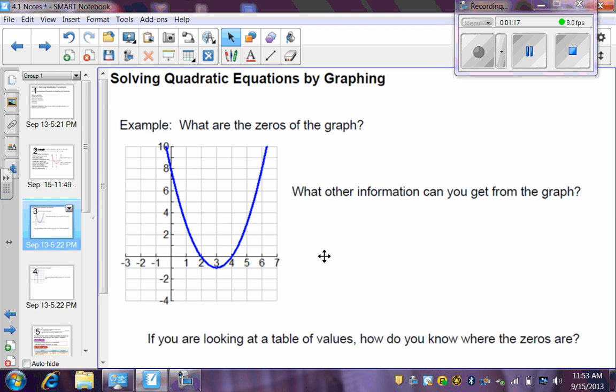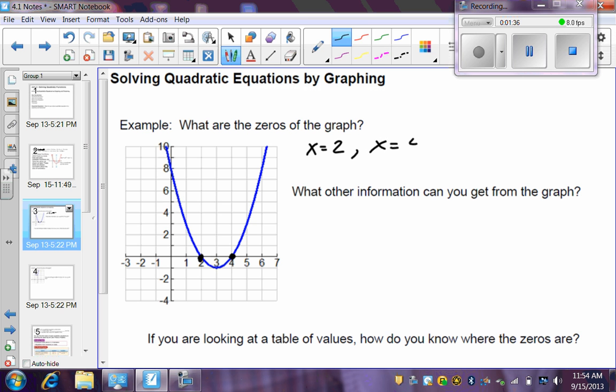First example, you have a graph shown, and it asks you what are the zeros of the graph. So you look at your x-axis here, and you find where the graph crosses the x-axis. If you notice, it crosses at 2, and it crosses at 4. So the zeros of the graph are x equals 2 and x equals 4.